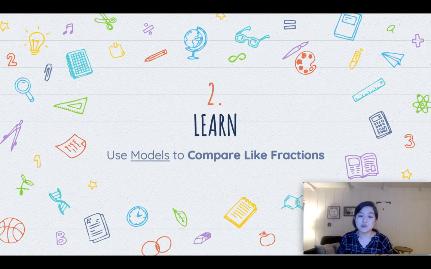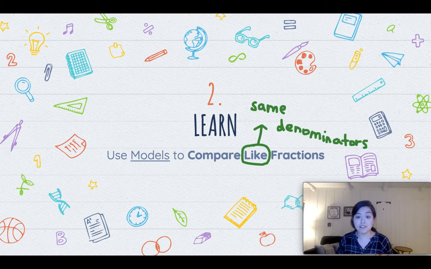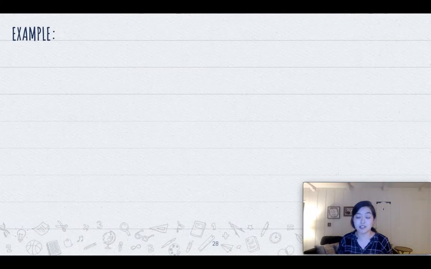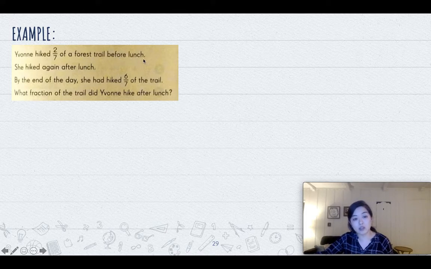All right, we're going to use models to compare like fractions. Remember, like fractions mean fractions with the same denominators. Look at this example. Yvonne hiked 2/7 of a forest trail before lunch. She hiked again after lunch. By the end of the day, she had hiked 6/7 of the trail. What fraction of the trail did Yvonne hike after lunch?